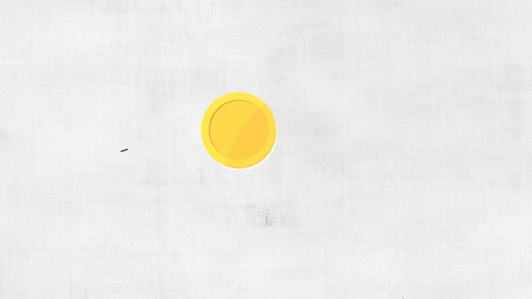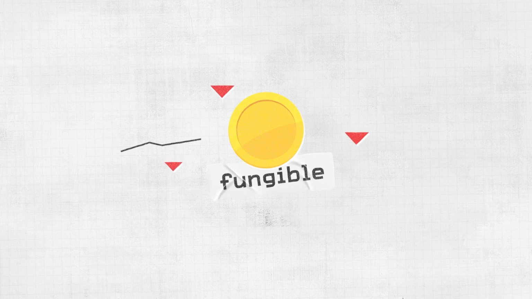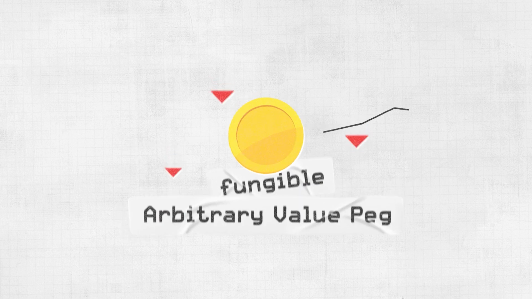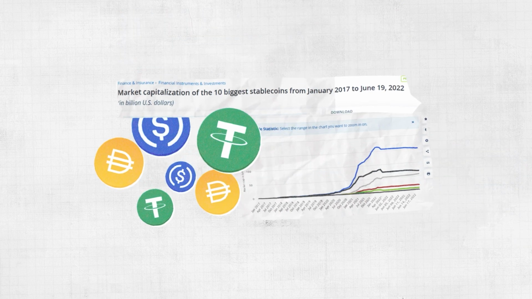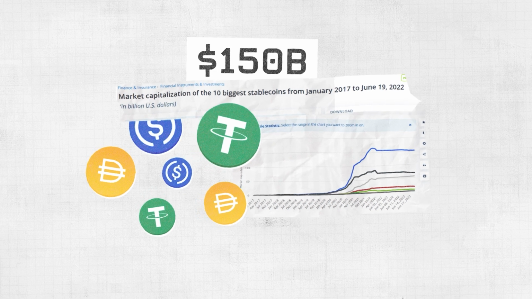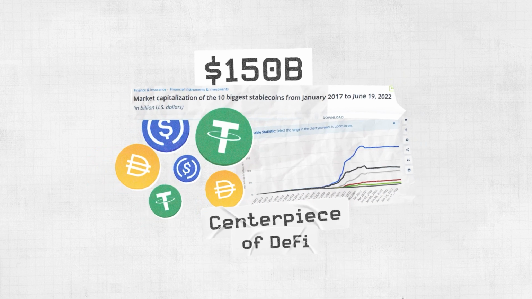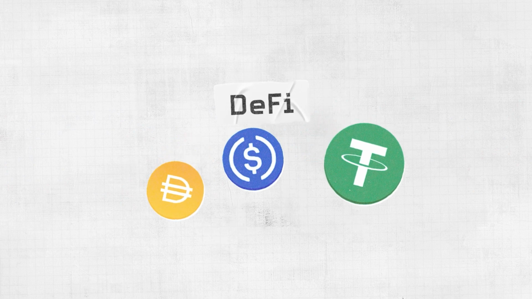A stablecoin is a fungible asset intended to maintain low volatility relative to an arbitrary value peg. Since the creation of Tether in 2014, stablecoins have rapidly grown into a $150 billion market cap industry and a centerpiece of DeFi. Yet it is clear that DeFi still doesn't have enough stablecoins.